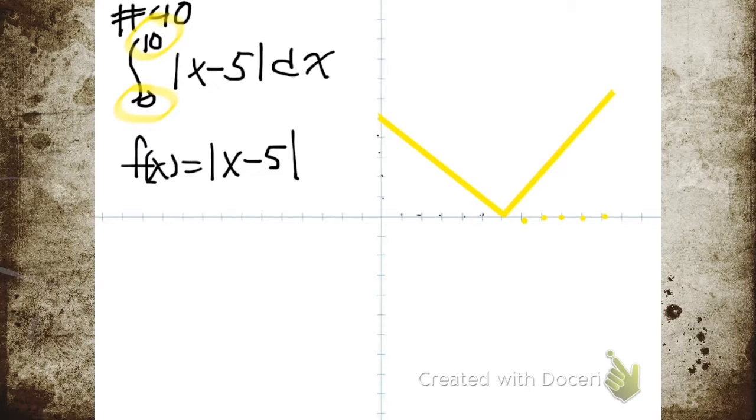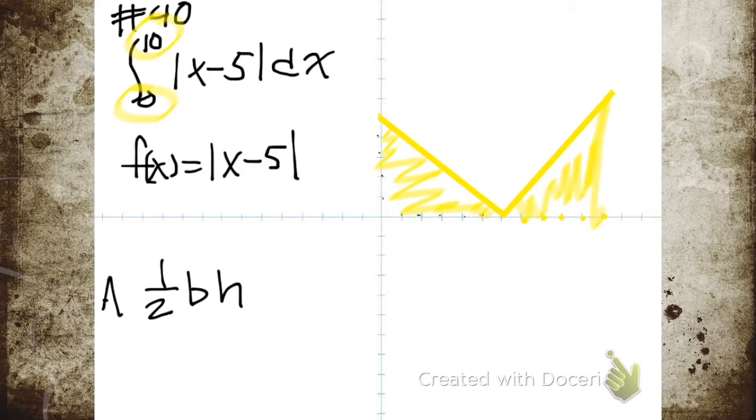We're looking for the area underneath the curve, between the curve and the x-axis. Let me illustrate. We're looking for that stuff, that yellow stuff. That's the right stuff. But we can interpret that area because that's two triangles, and the area of a triangle is half the base times the height.